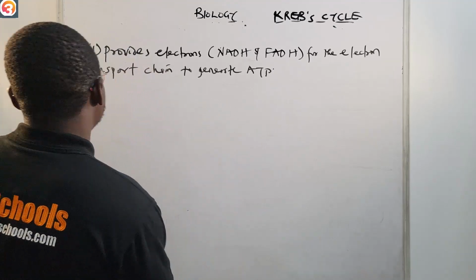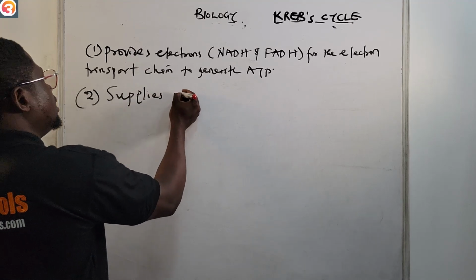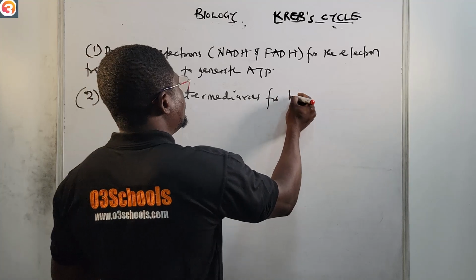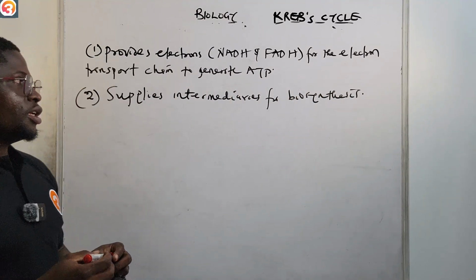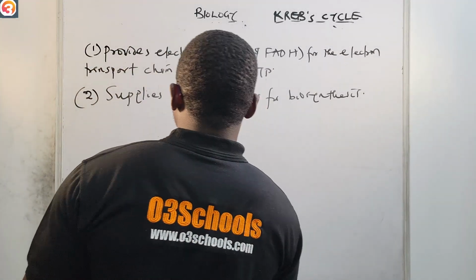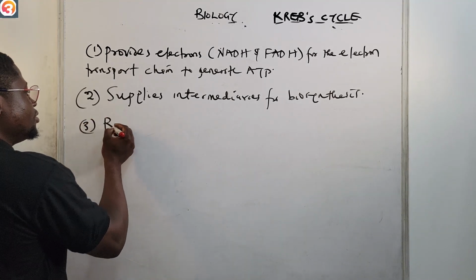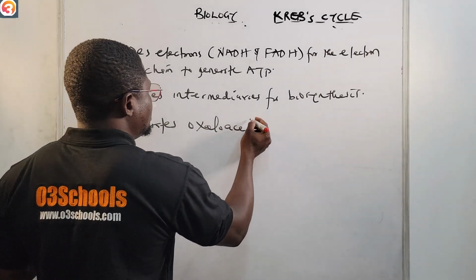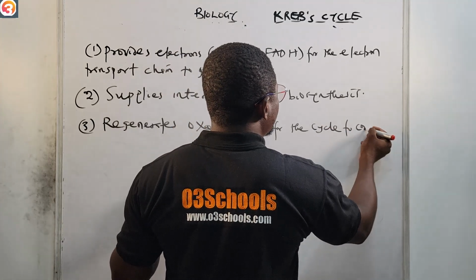Then likewise, number 2, it supplies intermediaries for biosynthesis, for example, your amino acids. Number 3, you could also say that it regenerates oxaloacetate so that the cycle can continue.